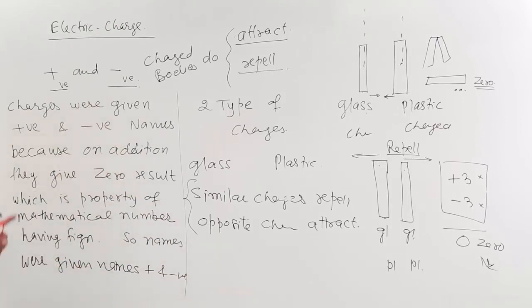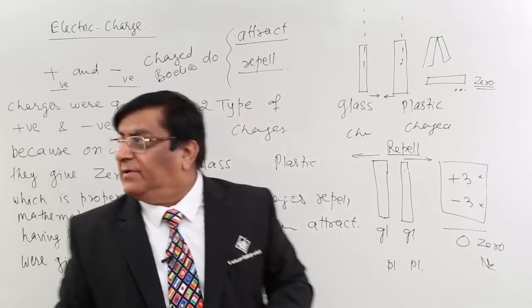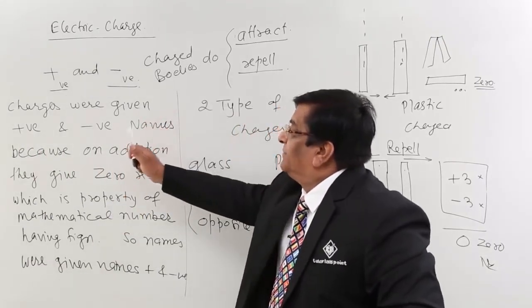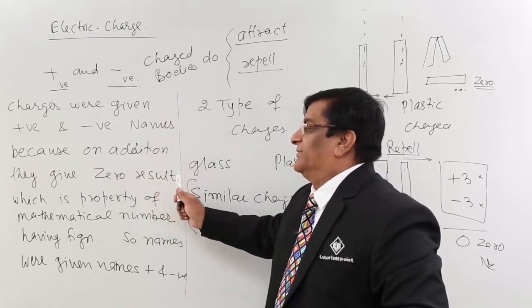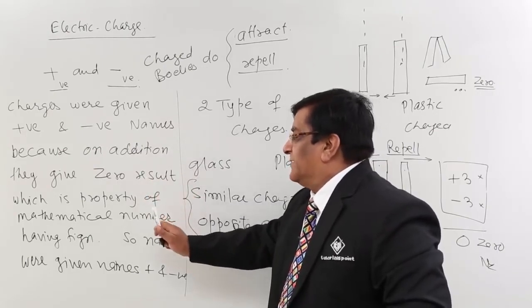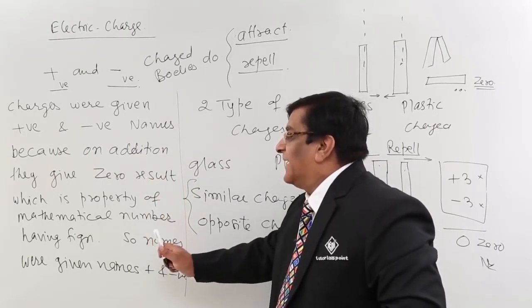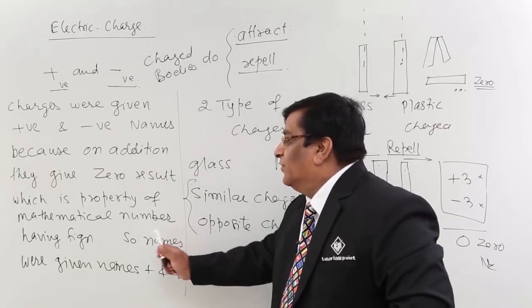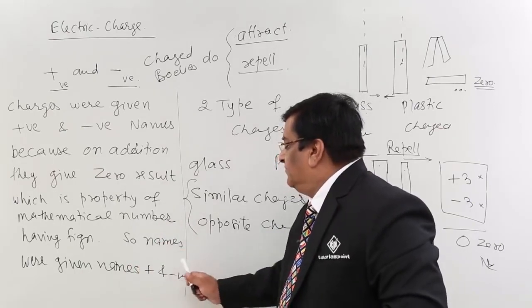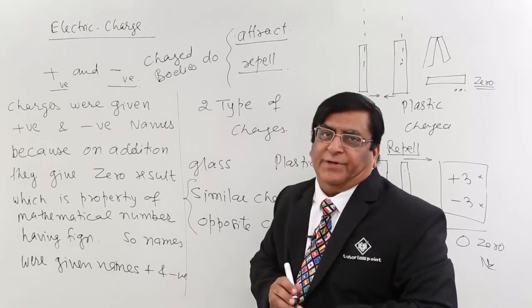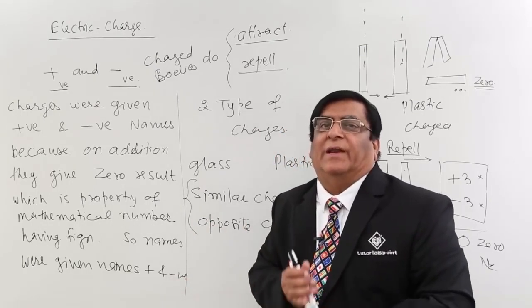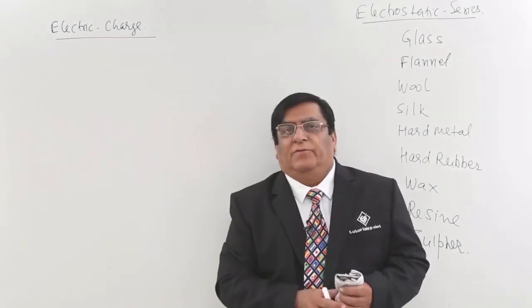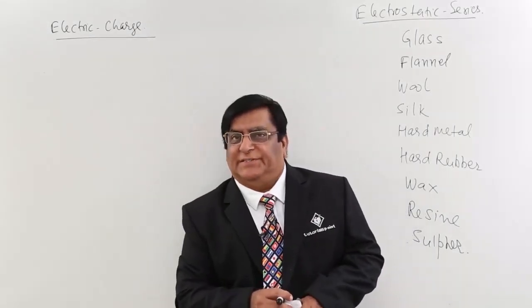Okay, so we have written the same thing that I explained to you: charges were given the names positive and negative because on addition they give a zero result, which is a property of mathematical numbers having positive and negative signs. So the names positive and negative were given, which is more appropriate. This is the reason why these strange names were given. We will study a few more properties of the charges.